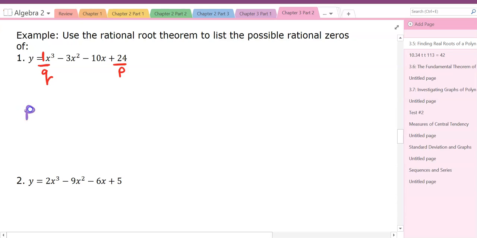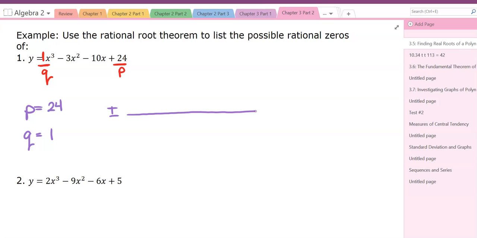Okay, so P is 24. Q is 1. So what I'm going to do is, in my fraction here, list out the factors of 24 on top, and then list out the factors of 1 on the bottom.